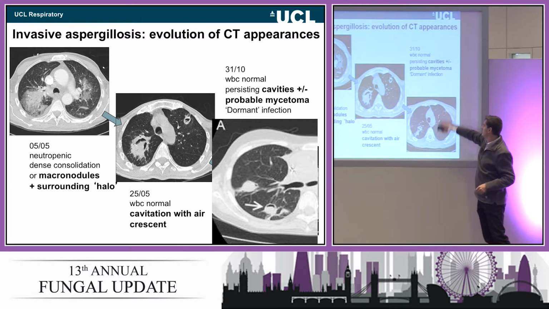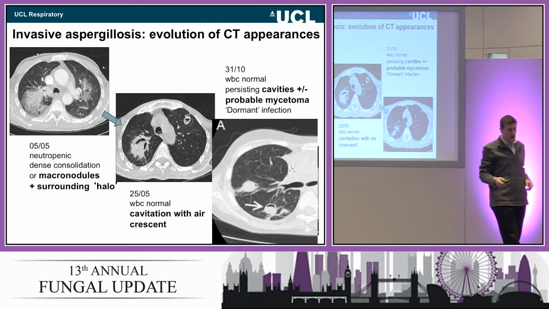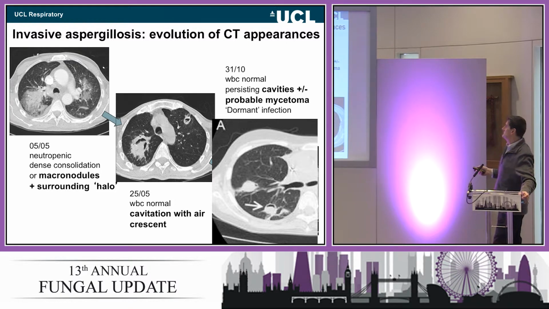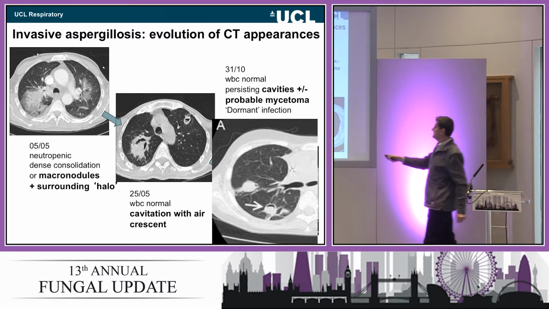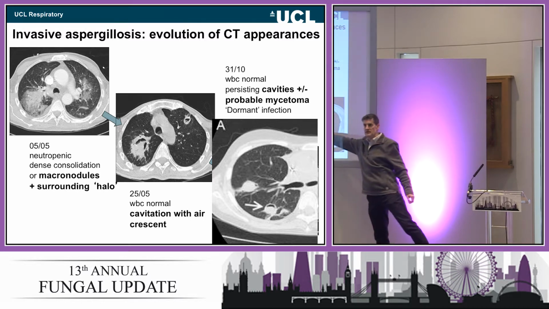This is the one on the left. You can see a very thin wall cavity. The one on the right is a thick wall cavity, mycetoma in the middle, and it's a bit unclear whether that's completely cleared or not, whereas the left-hand one is so thin-walled, and there's nothing in the middle. That fungus is gone. This is important because if you come along and give this patient heavy-duty chemotherapy or transplant them and don't give them fungal prophylaxis, that reactivates.